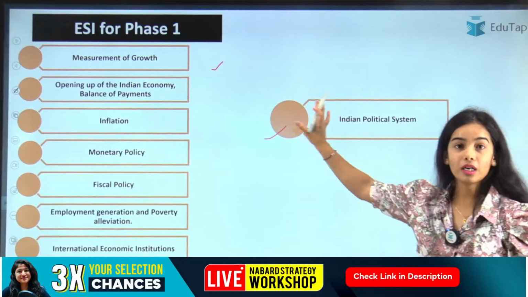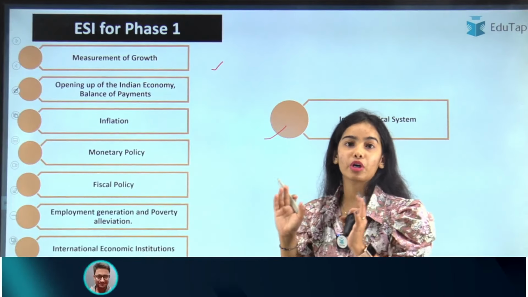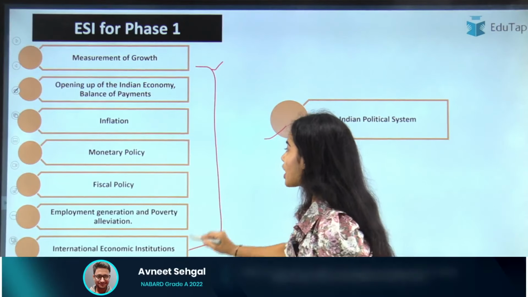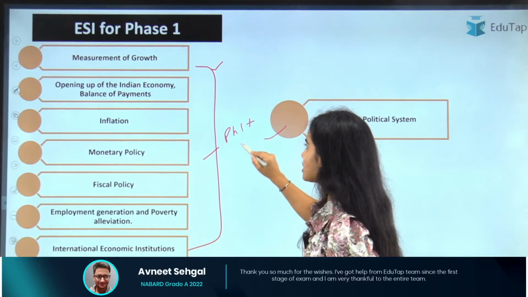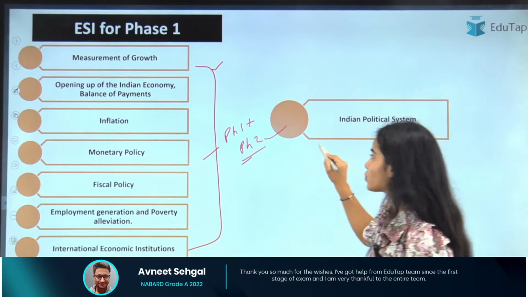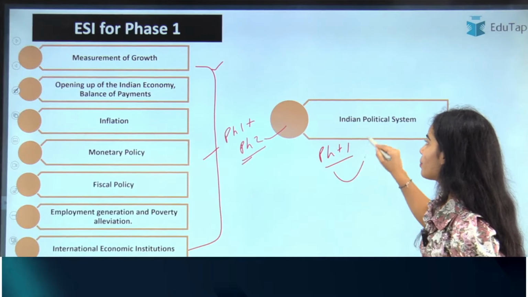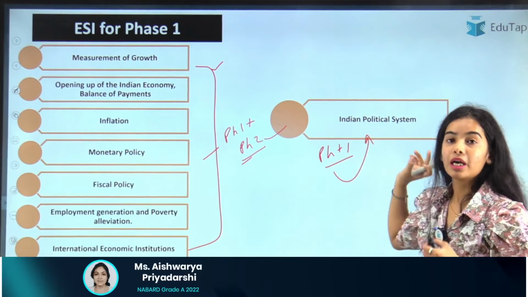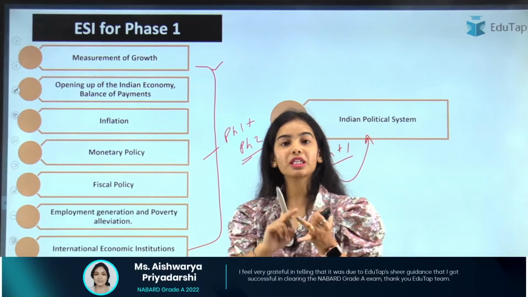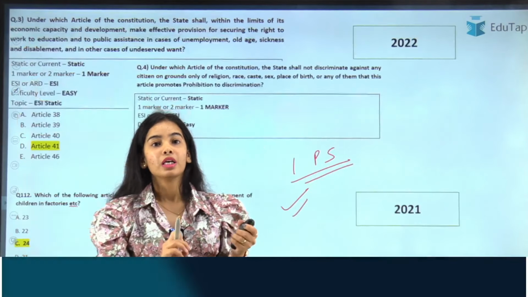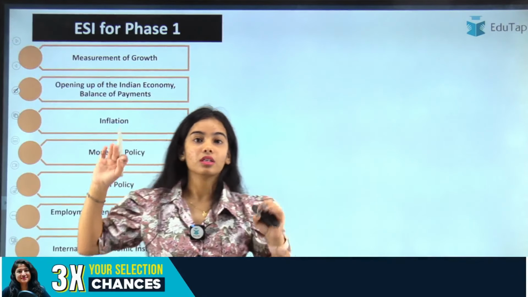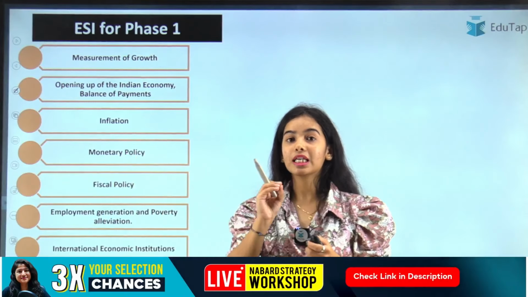2021, again, there were direct questions from the Indian political system. So for phase 1, you should be well versed with the Indian political system. These are the 7 important chapters for phase 1 plus phase 2. But for phase 1, you have to additionally prepare for the Indian political system. Be thorough with the fundamental rights, be thorough with the directives. Okay. Now coming to the other important components.